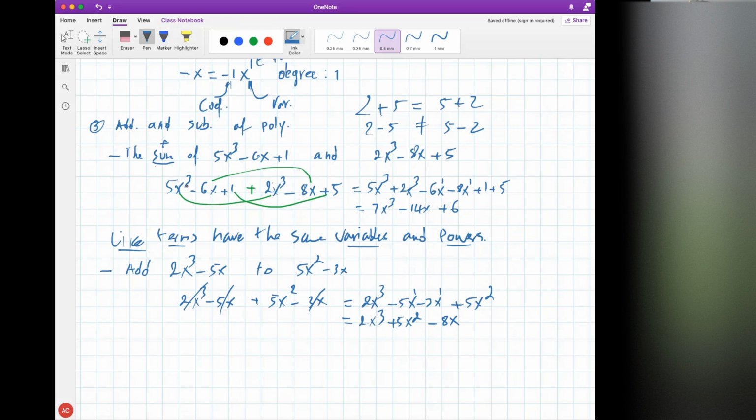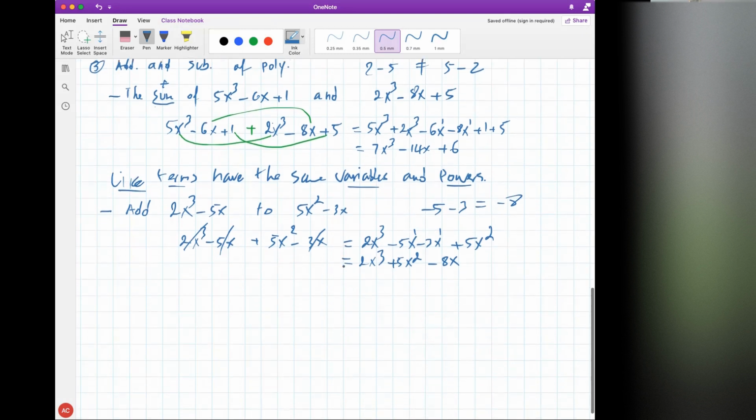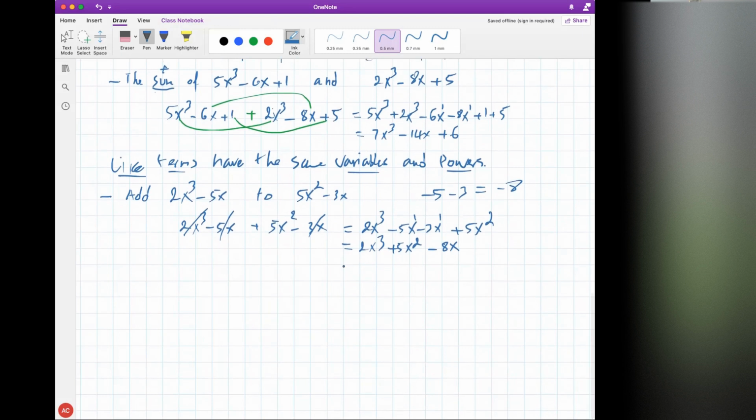This is addition again of polynomials, so we're doing -5 minus 3, which is -8. So we're combining basically the coefficients, not the powers, just the coefficients. The powers have to be the same first to combine two terms, and then they stay the same. Addition is pretty simple, pretty straightforward. Again, make sure the powers are the same before you combine two terms.